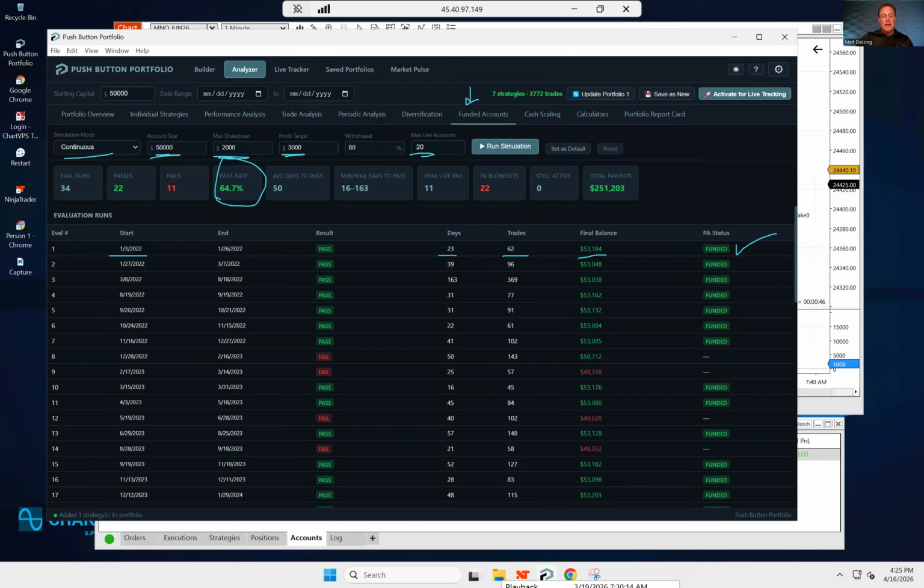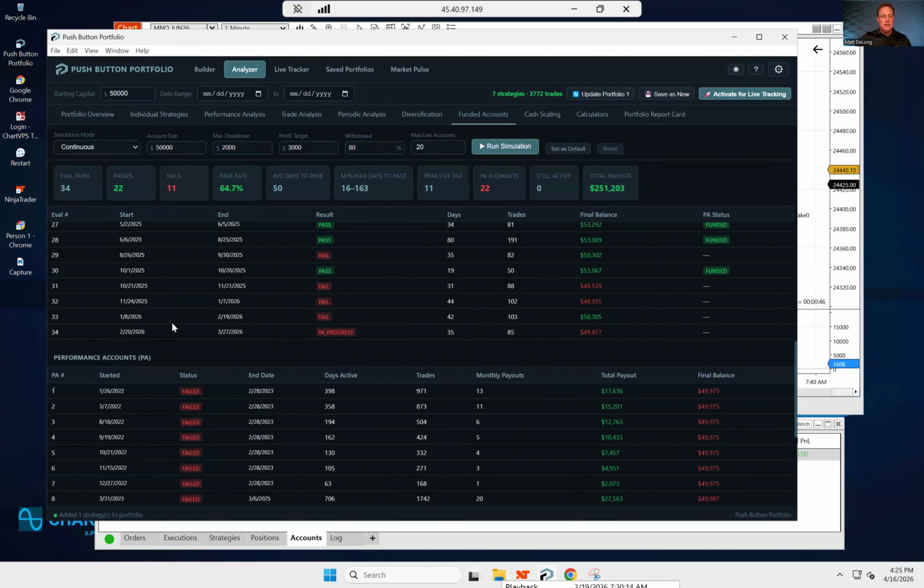Now, not only am I funded, but keep in mind, once I go to a PA account, I get into these performance accounts, and it shows how often it failed and how many payouts happened. Obviously, at some point this ran for over a year, and that one account generated $17,000, right? And at some point, as you all know, funded accounts don't last forever, especially with the new funded account rules where you're only limited to a certain number of trades.